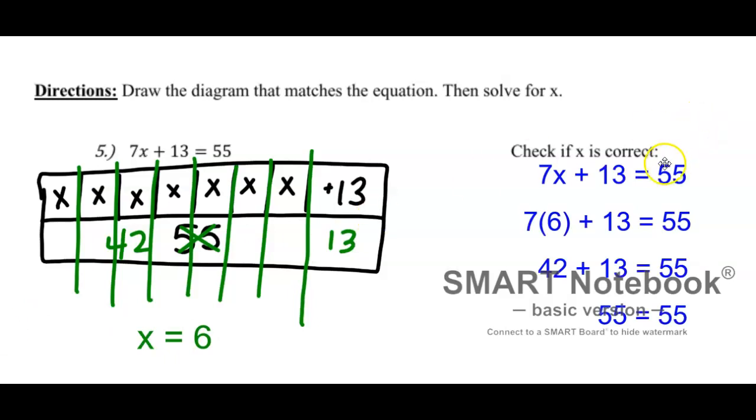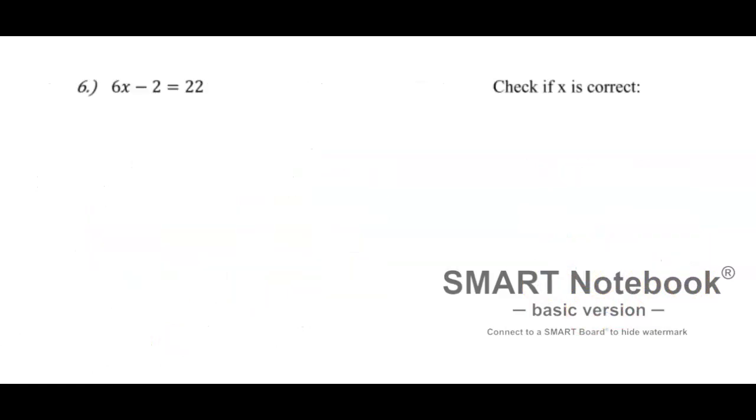Okay, let's check that out. 7x plus 13 equals 55 was our starting equation. That's what we were given. We plug in our 6 for our x. That's 42. 42 plus 13 does equal 55. Yep, 55 equals 55. So remember, this side we're going down, and then we're making sure it equals 55.